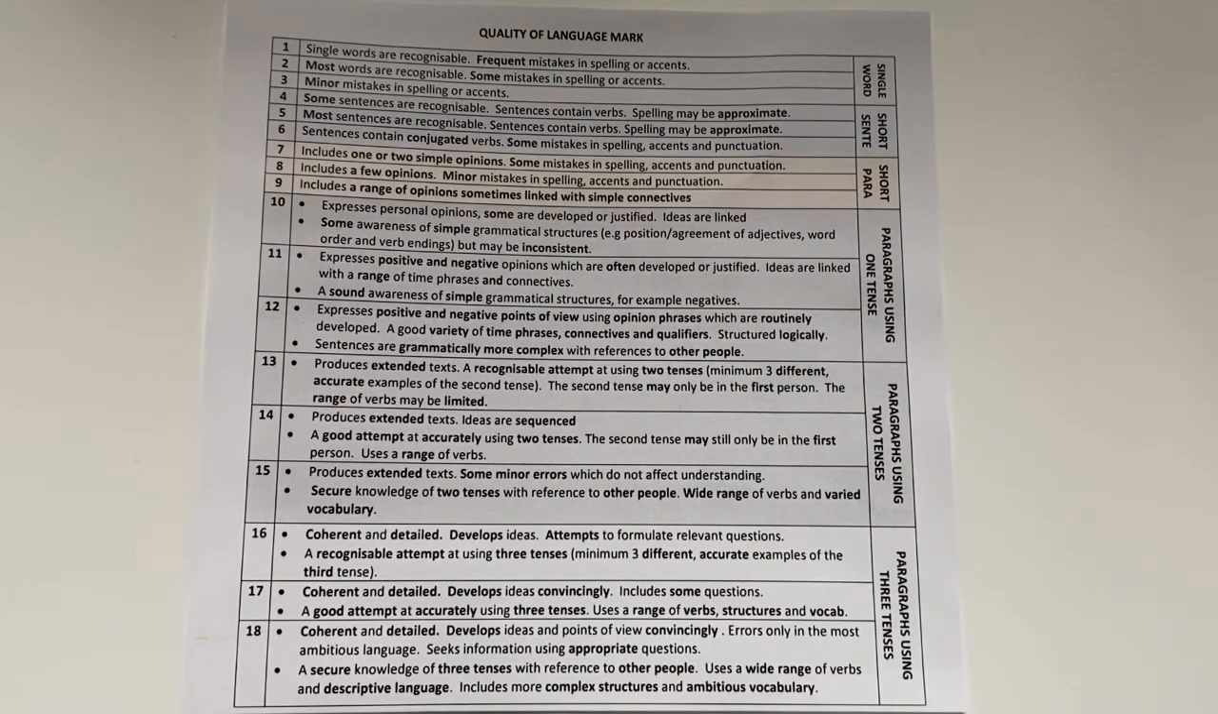And then right up at the top, number 1, single words are recognisable, frequent mistakes in spelling or accents. So this is almost like lists, I suppose. If somebody was asked to talk about their family, they've simply just listed the members of the family, but with lots of mistakes. Where we see marks moving into the 4, 5 or 6 band, it's where sentences are being attempted and there is attempts at a verb.